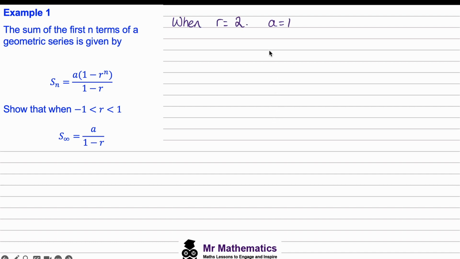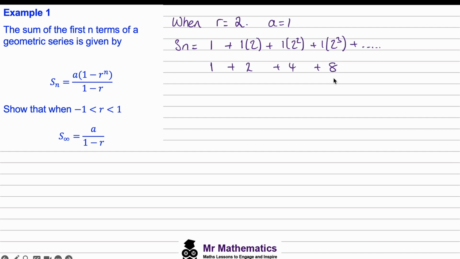When r is 2 and the first term a is 1, the sum of the series will be the first term of 1, the next term, so 1 times 2, and then the next term will become 8, so the sum will just keep growing and growing indefinitely, and never settle on a number.